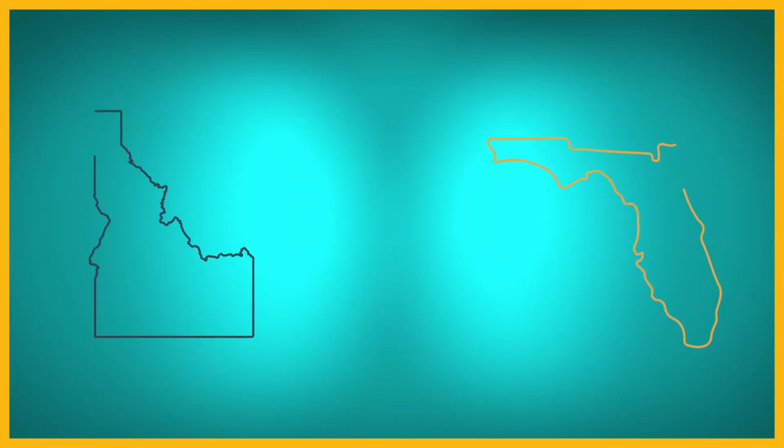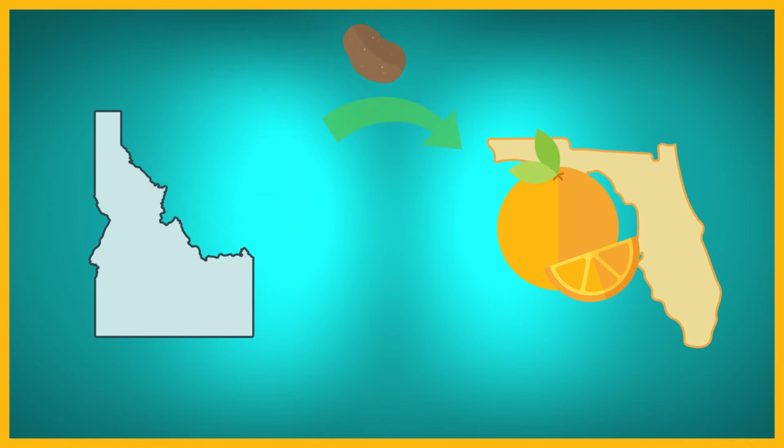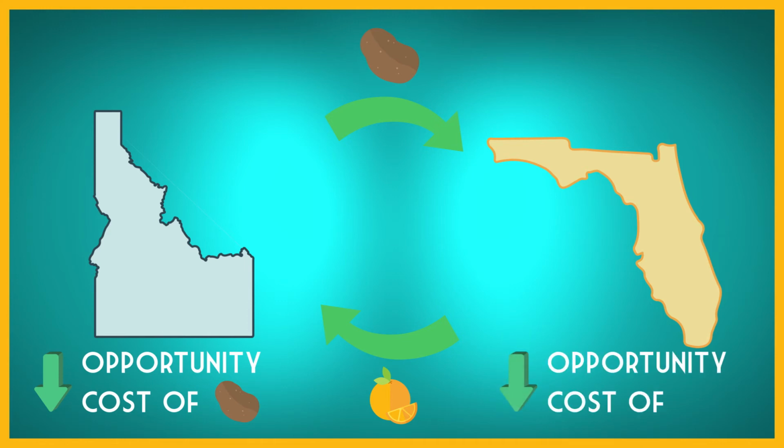Both Florida and Idaho consume more potatoes and oranges when Idaho exports potatoes to Florida and Florida exports oranges to Idaho. Idaho has the lower opportunity cost of growing potatoes, and Florida has the lower opportunity cost of growing oranges.